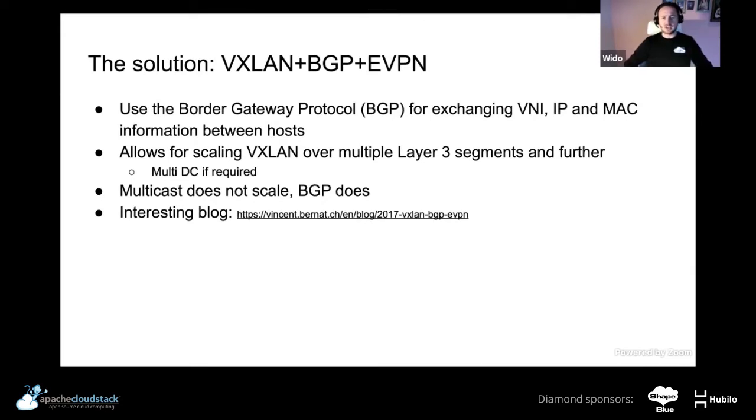Now, the solution to this is using BGP and EVPN in combination with VXLAN. So BGP is being used for exchanging the VNI, IP, and MAC information. Actually, this is done by EVPN using BGP. And we know the Border Gateway Protocol from the internet. Everything on the internet works with BGP. All the autonomous systems on the internet talk to each other using BGP. This allows us to scale out the network pretty large, and we're not using multicast because it doesn't scale. There's an interesting blog post, which I linked to here, which has some information.